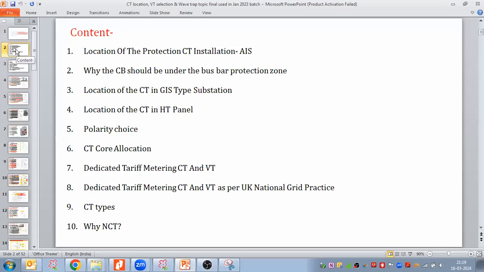Okay, so today's agenda would be the location of the protection CT installation, where it should be installed and why. Why the circuit breaker should be under the bus bar protection zone, location of the CT in a GIS type substation, location of the CT in an HT panel, polarity of the CT, meaning P1 and P2, their choice, core allocation choice, and along with the protection CT, we have the metering CT as well.